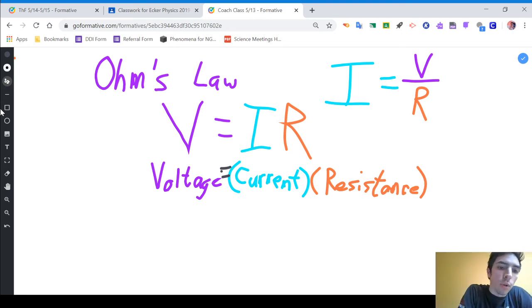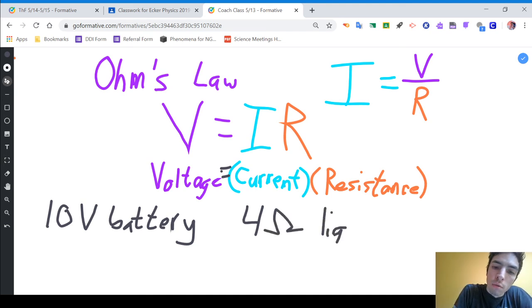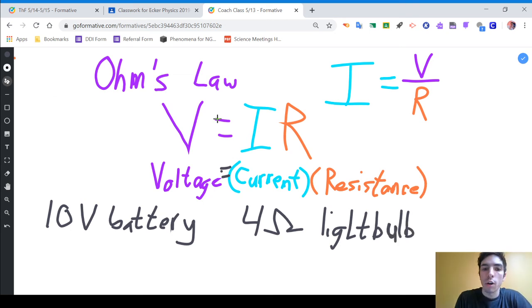So let's say that we have a battery that is 10 volts, and we have a light bulb that has a resistance of 4 ohms. The question for us is, what is the current that flows through this system, through that circuit? I'm just going to plug in the stuff that we know into this equation.